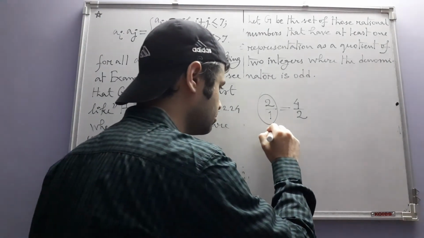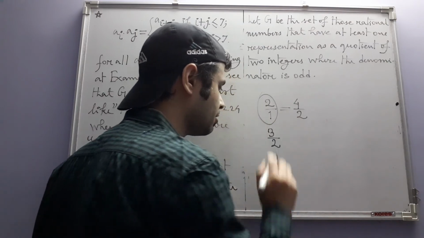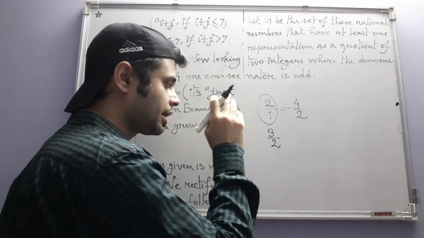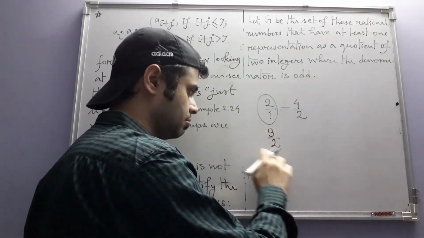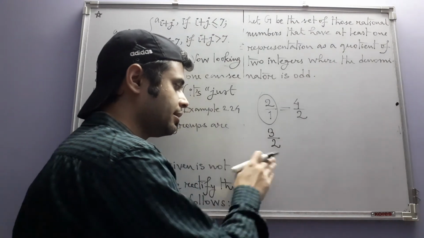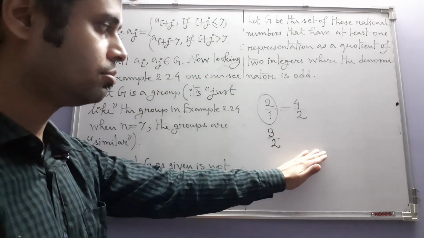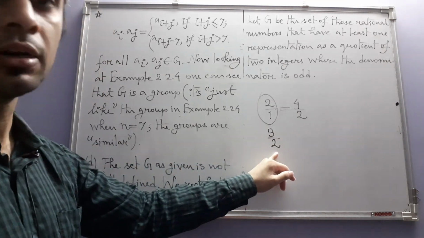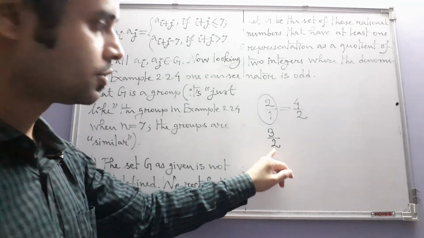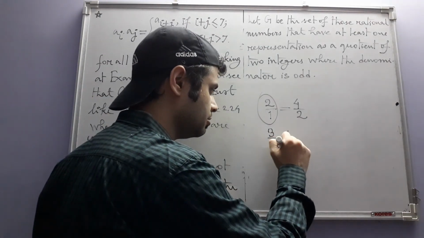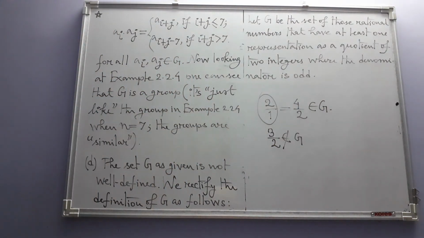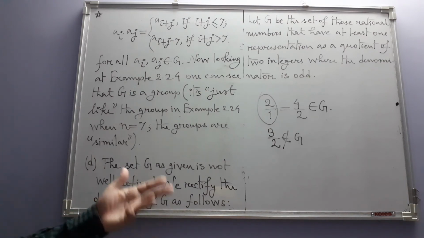However, 3 by 2 will not belong to G. No matter what you do, you cannot write this rational number as a quotient of two integers where the denominator is odd. You cannot get rid of these two. So that's why this does not belong to G. This belongs to G. So now the definition of G is well defined, and G is actually a set. This, however, is not even a set.